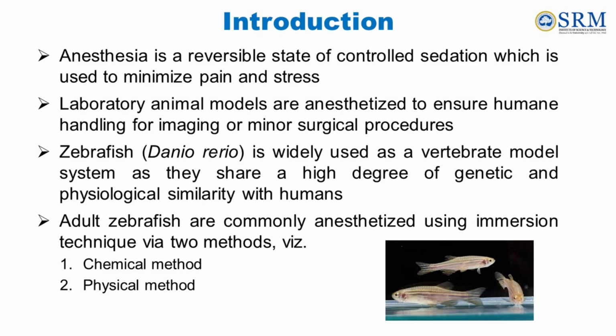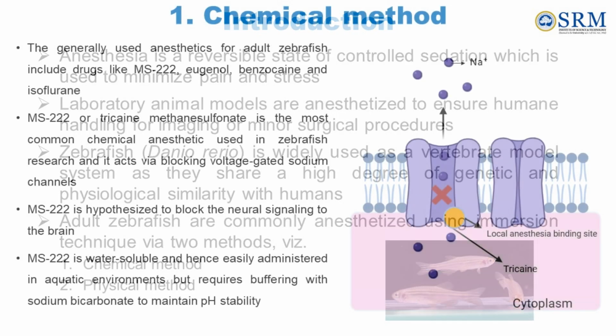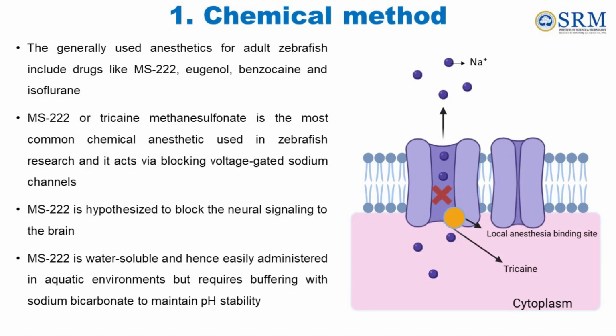Adult zebrafish are commonly anesthetized using immersion technique via two methods. The first one being chemical method, the second one being physical method. Chemical method. The generally used anesthetics for adult zebrafish include drugs like MS-222, eugenol, benzocaine, and isoflurane.